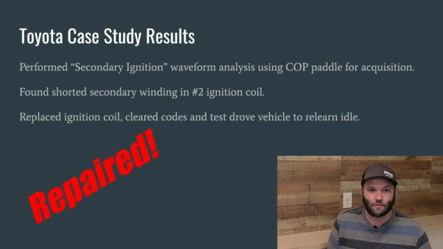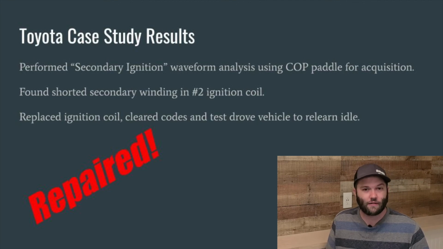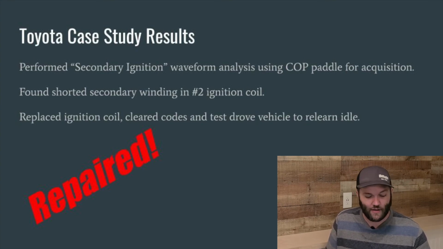All right, so before we finish this thing, I want to fill you in on the Toyota case study. For that example, I determined that the most likely fault I had was a single misfire causing all of my faults. Being that this is a coil on plug ignition system and that all of the ignition coils are fairly easy to see and touch, I decided to use a COP paddle with a lab scope to place on top of each ignition coil and monitor a secondary ignition waveform. When I did that, I found that the number 2 ignition coil had a shorted secondary winding, causing no spark. So I replaced the ignition coil, cleared the codes, and I test drove the vehicle.